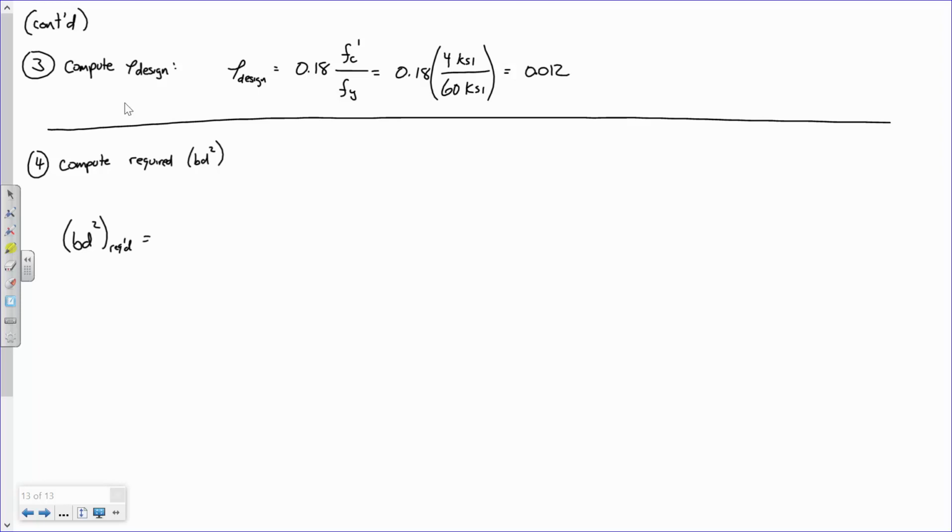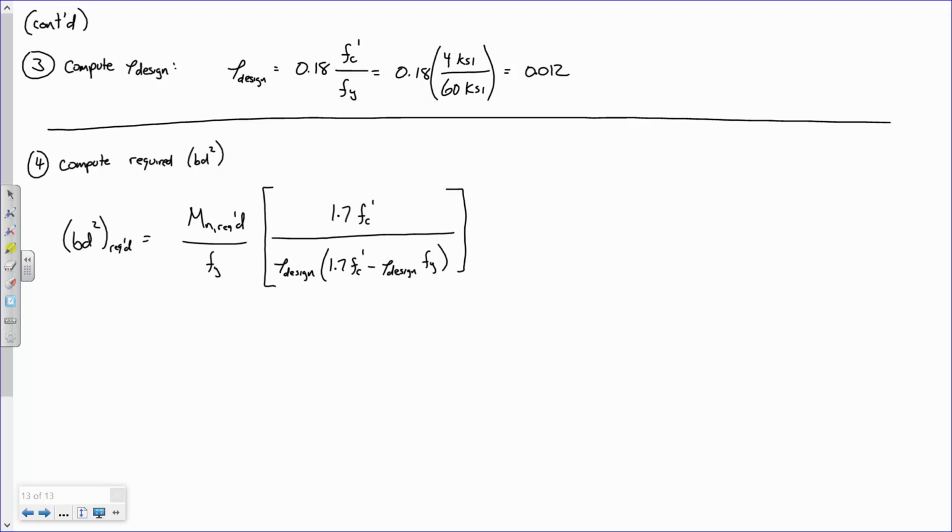is computed as follows. So we're going to take Mn required divided by fy times the following. So we got a big fraction here. So on the bottom, we've got rho design, and we've got 1.7 f'c minus rho design times fy. And then we've got 1.7 f'c.